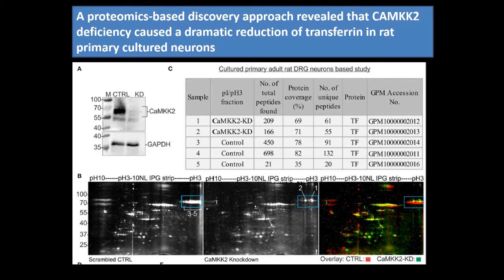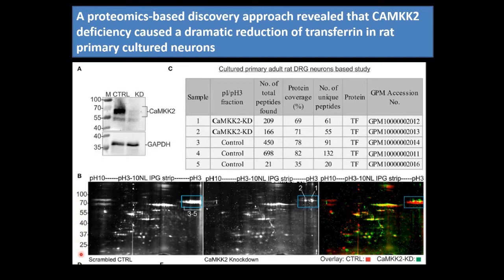To identify novel CAMKK2 targets in primary neurons, I used a siRNA-based approach and knocked down CAMKK2 in cultured primary adult rat dorsal root ganglion neurons. The proteins from the control and the CAMKK2 knockdown neurons were then separated by a two-dimensional gel electrophoresis system. In this system, the first dimension separation was based on the protein's net charge, and this process is called isoelectric focusing. The focused proteins were then separated in the second dimension by SDS-PAGE based on their mass.